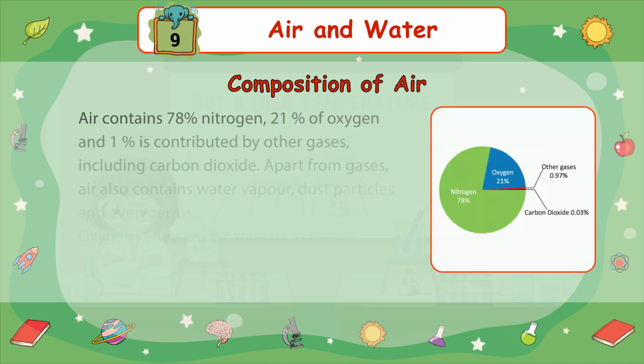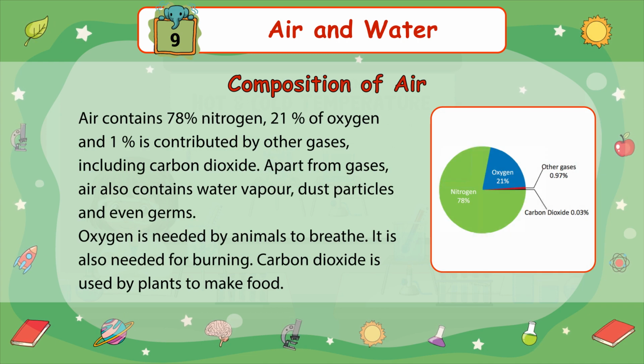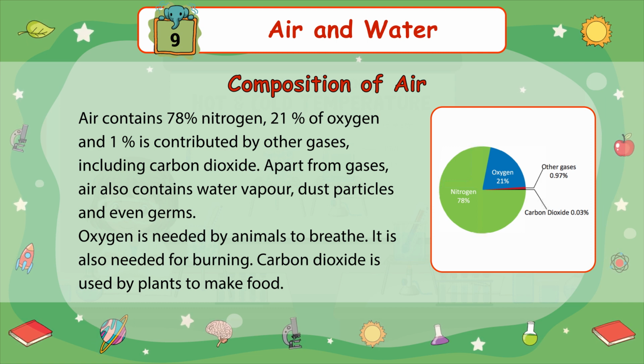Composition of air: air contains 78% nitrogen, 21% oxygen, and 1% is contributed by other gases, including carbon dioxide. Apart from gases, air also contains water vapor, dust particles, and even germs. Nitrogen 78%, oxygen 21%, other gases 0.97%, carbon dioxide 0.03%. Oxygen is needed by animals to breathe. It is also needed for burning. Carbon dioxide is used by plants to make food.